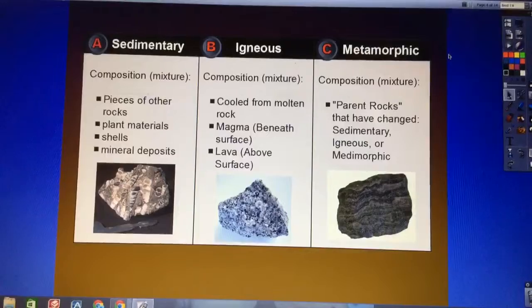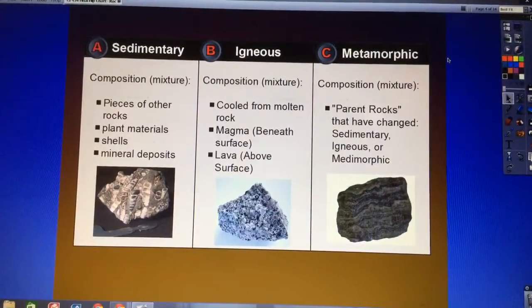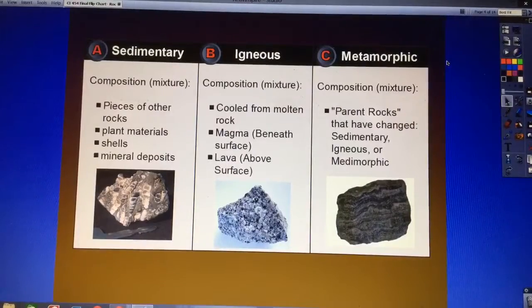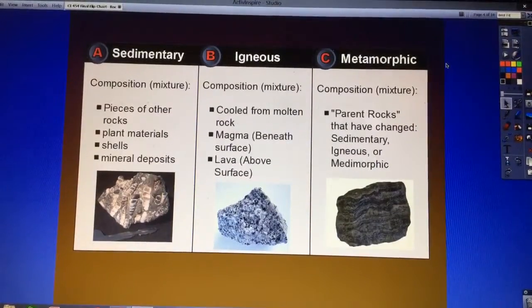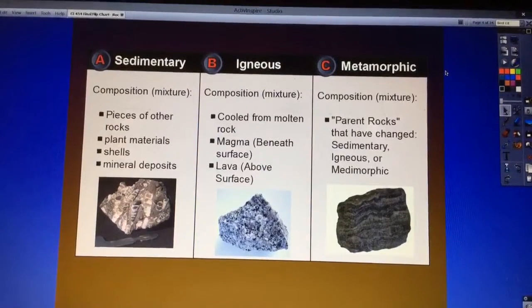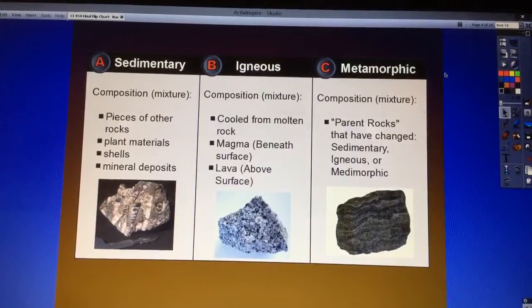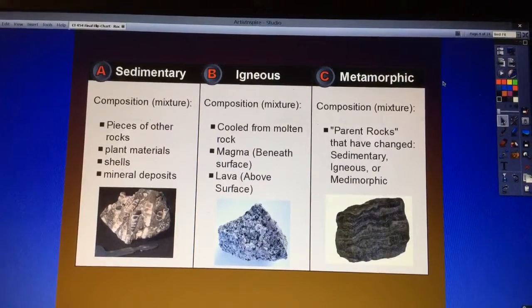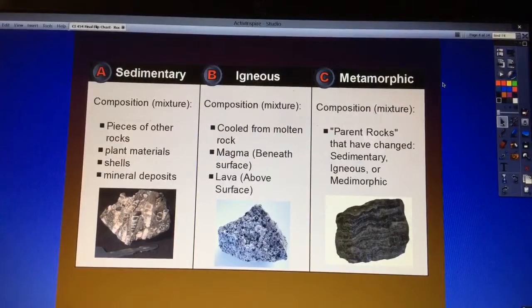For the lesson, the first thing I did was create a chart that categorizes the different types of rocks. This chart talks specifically about composition, which I also said was mixture in case the students did not know what composition meant. And then I included the different characteristics of composition for each type of rock and included a picture of the rock.